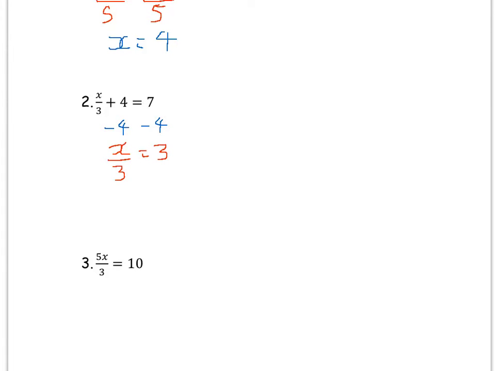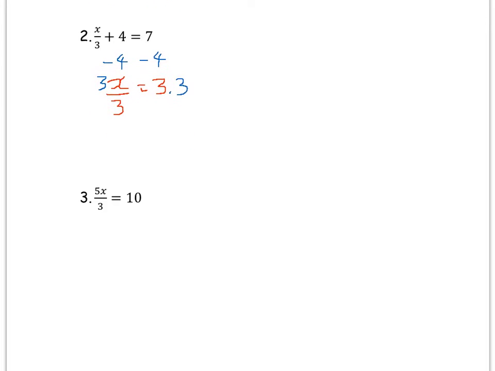Now remember, x over 3 means x divided by 3. So the opposite to dividing by 3 is to times by 3. So we're going to multiply both sides by 3. That little dot just means multiplication. So 3 divided by 3, well that's what we want, that's just 1. So we've got the 1x, and 3 times 3 is 9. Check it: 9 divided by 3 is 3, add 4 is 7, so that works.